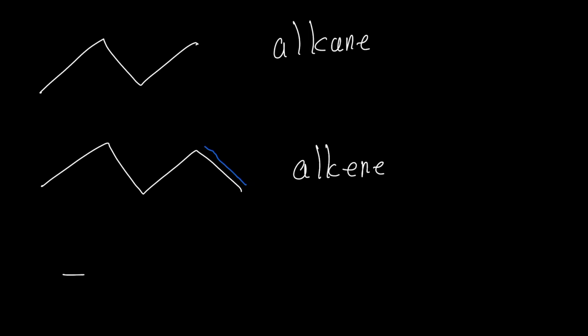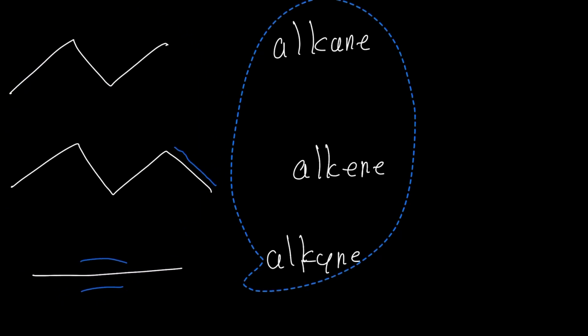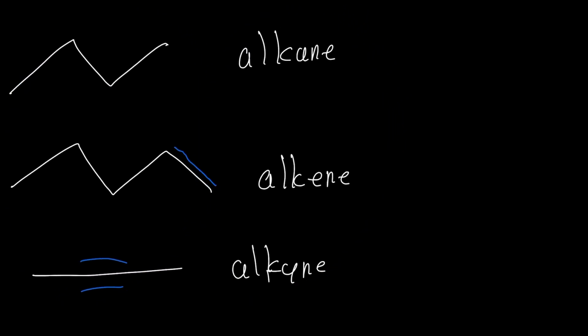And if you have a situation where you have triple bonds between at least one of the carbons, this is going to be called an alkyne. And then I'm going to move everything to the left to show you more. Whenever you have carbons that are forming a ring, this is going to be called a cycloalkane.